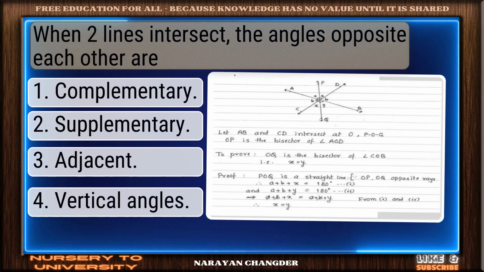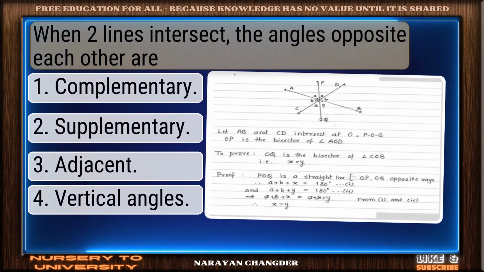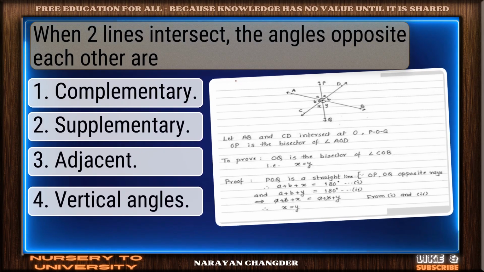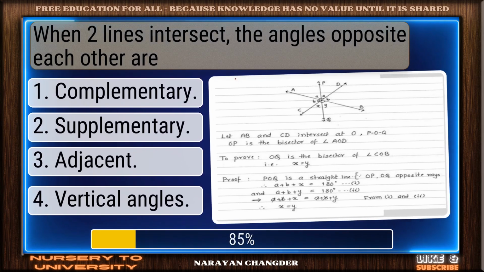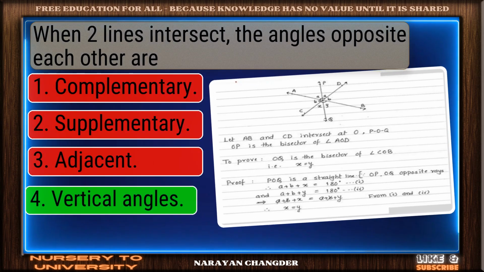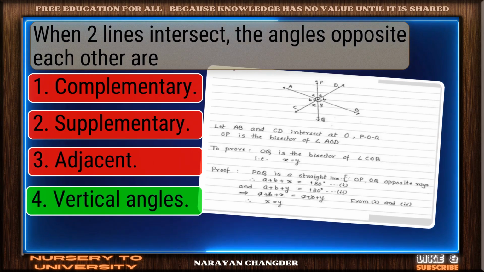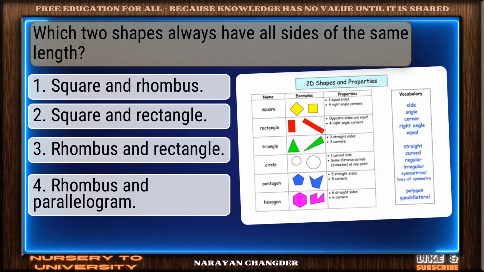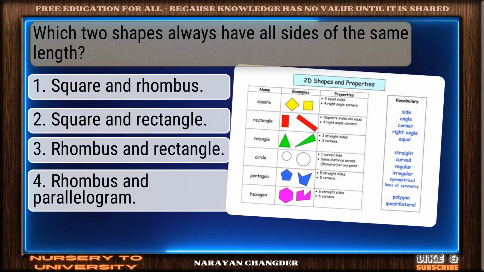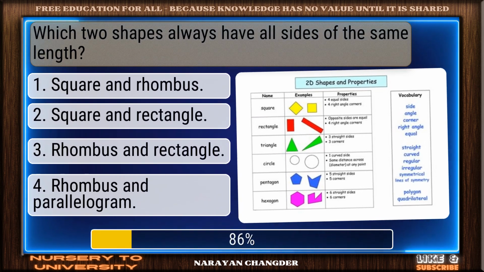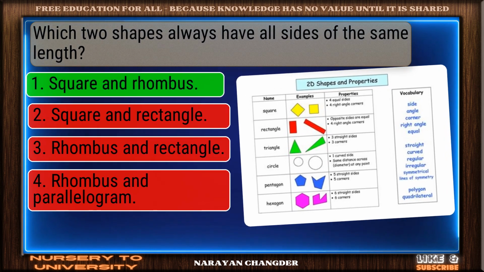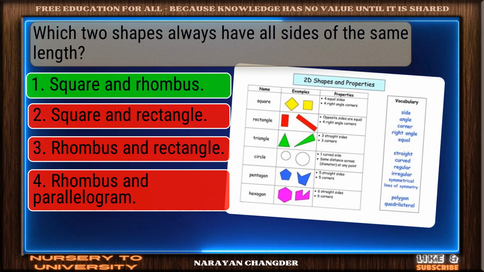Question number 63. When two lines intersect, the angles opposite each other are. On track. Vertical angles is the correct answer. Question number 64. Which 2 shapes always have all sides of the same length? Good thinking. Square and rhombus is the right answer.